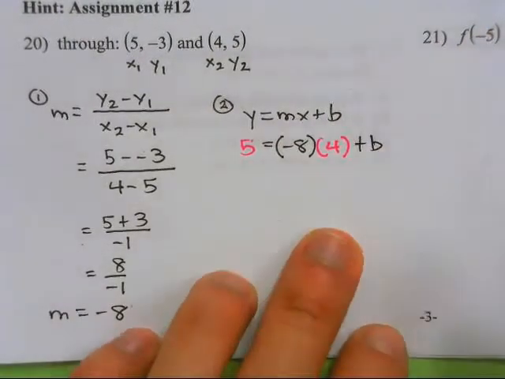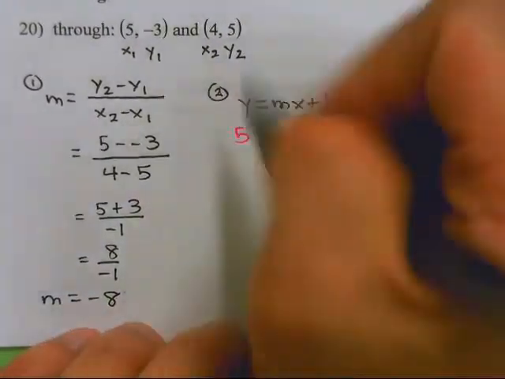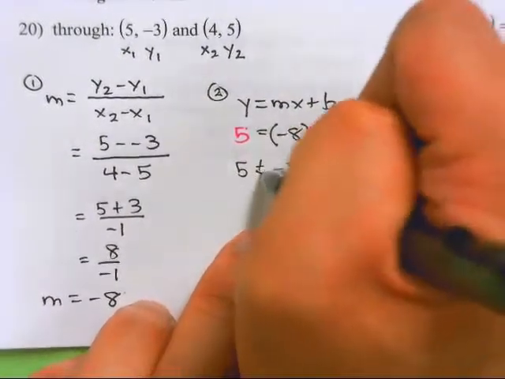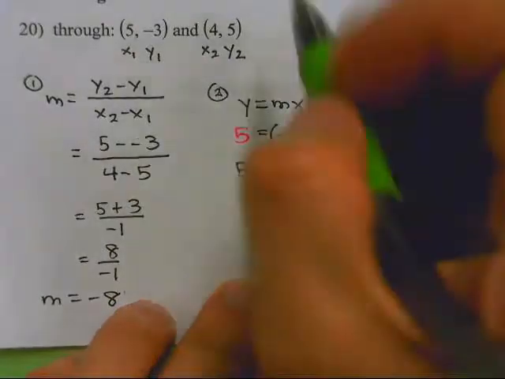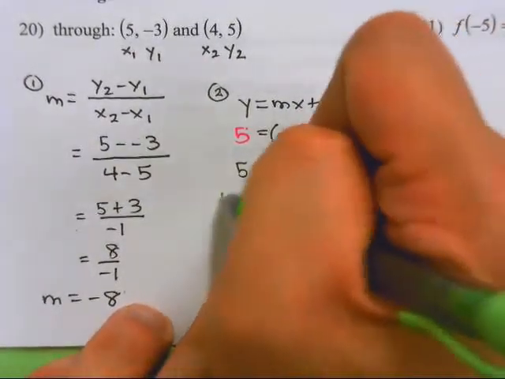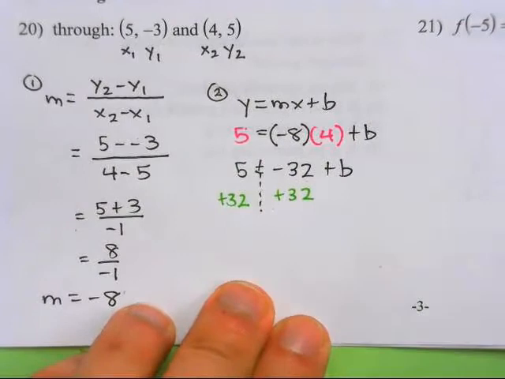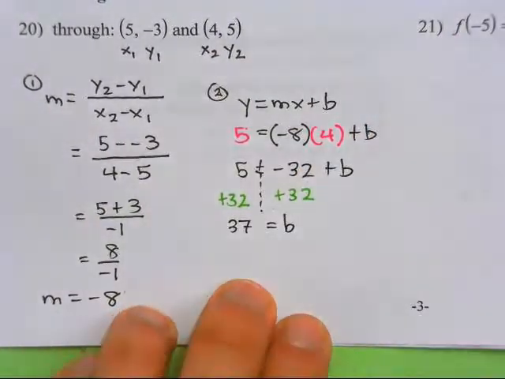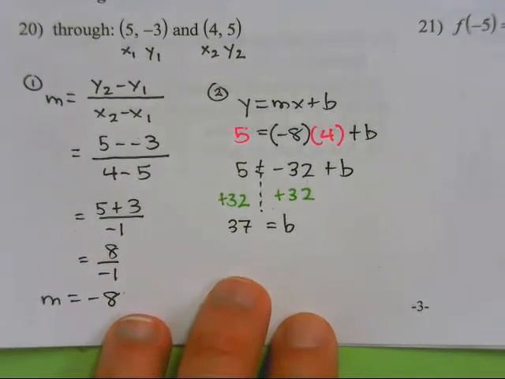Okay, I think this is going to come out to a nice number, no fractions, which is good. 5 equals negative 32 plus b. And we're almost done with this. We're just going to add 32 on both sides. It's a good thing we're not graphing this. The y-intercept is at 0, 37. No way, I'm not graphing that.